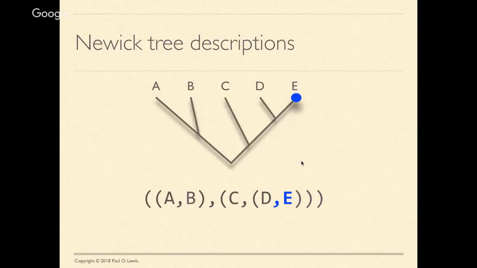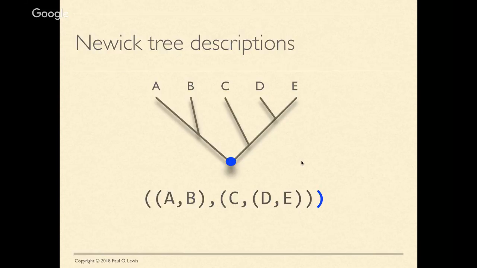E has no left child and no right sibling, so we fall back to its ancestral node, adding a right paren to the Newick string. Falling back again adds another right parenthesis. Falling back once more adds the final right parenthesis and leaves us where we started, at the root node.